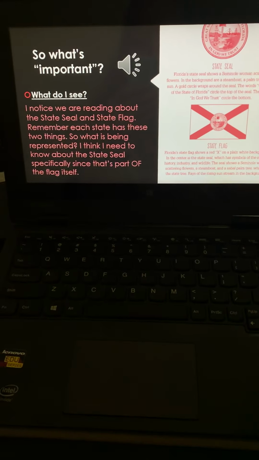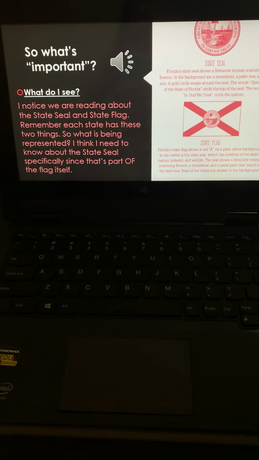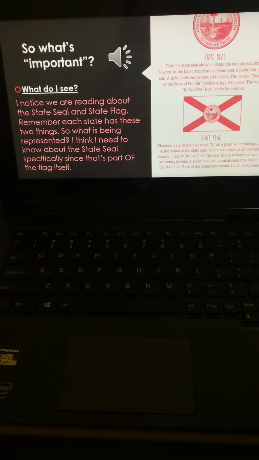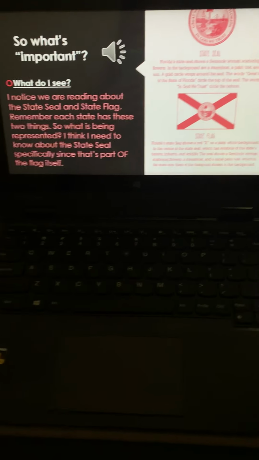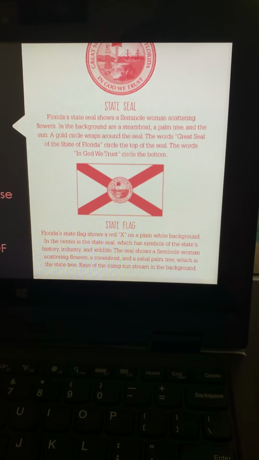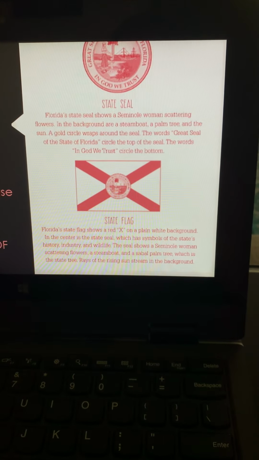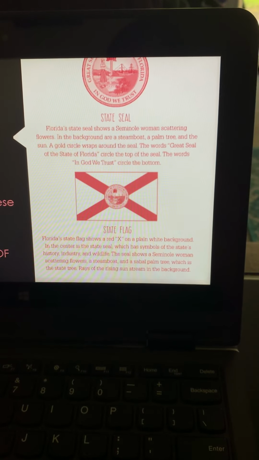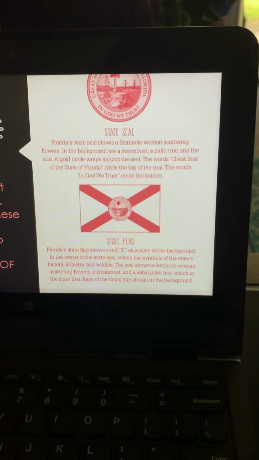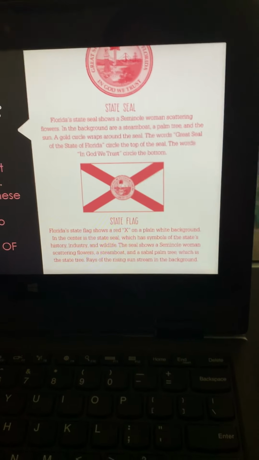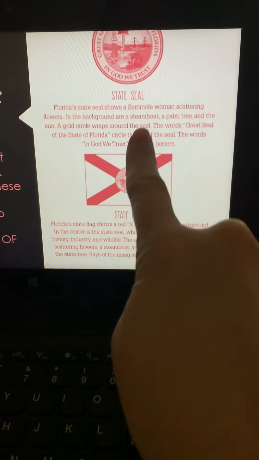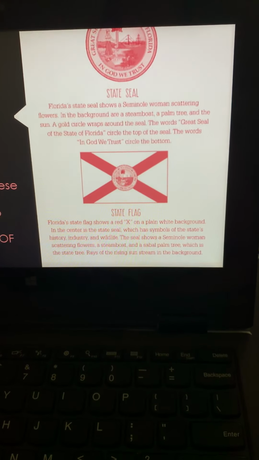Then this is the page that's a little bit tricky. If you keep clicking, you'll learn about the state tree, the state bird, things like that. But then you come across our state seal and our state flag, and you really do need to understand the purpose of our state flag and our state seal and what's being represented. So what I notice is that our state seal is actually in the middle of our flag. So the first thing that I need to understand is that it's about Seminole women scattering flowers.